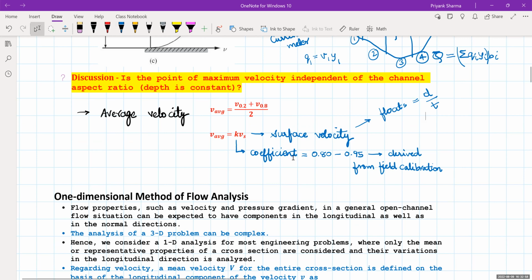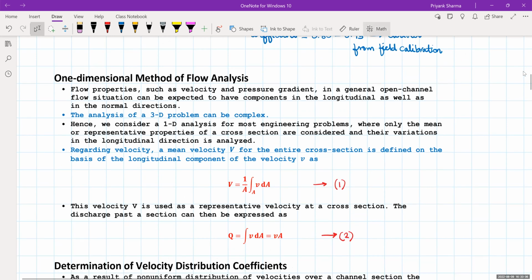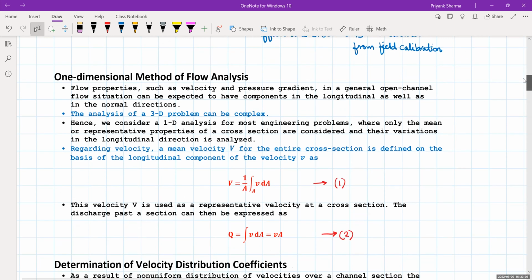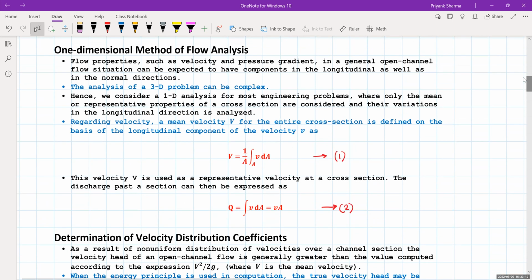Okay, so moving further, now we discuss three kinds of flow, that is 1D flow, 2D flow, 3D flow. Now since a 3D flow analysis can be very complex, for most engineering problems we resort to 1D flow. 3D flow can be done, but it becomes very complex, as you analyze all three dimensions.